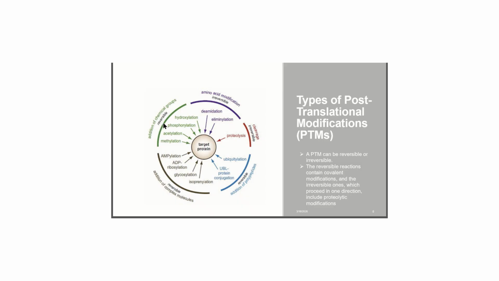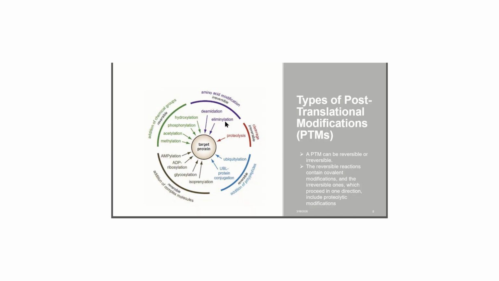Another type of reversible post-translation modification is the addition of chemical groups like hydroxyl group, hydroxylation, phosphate group, phosphorylation, acetyl group, acetylation, methyl group, methylation. So all these three types are considered reversible. The irreversible types, for example, the amino acid modification, for example, deamination or elimination.